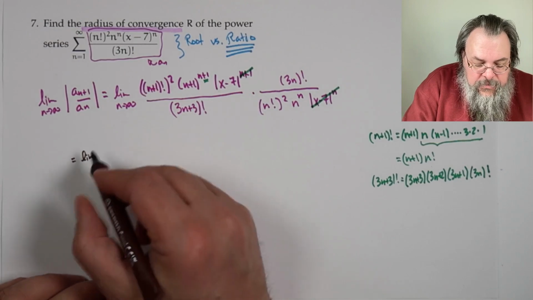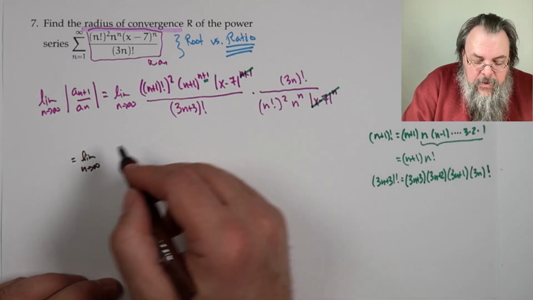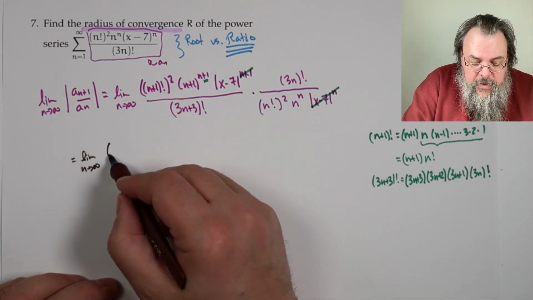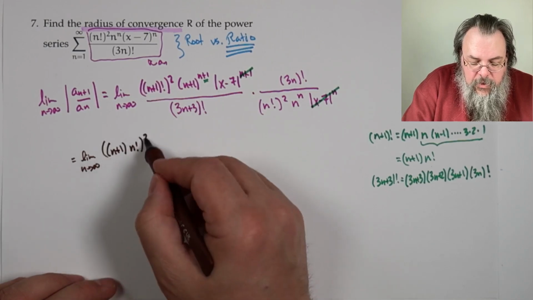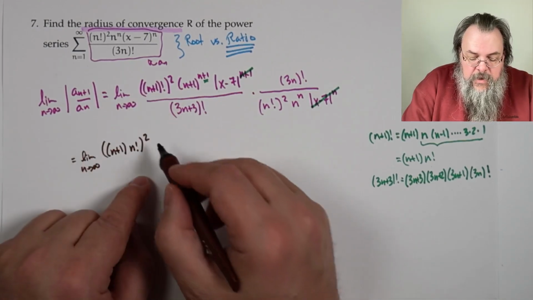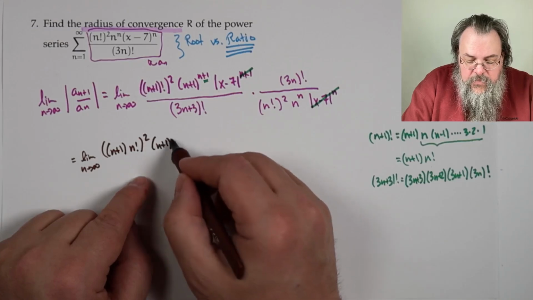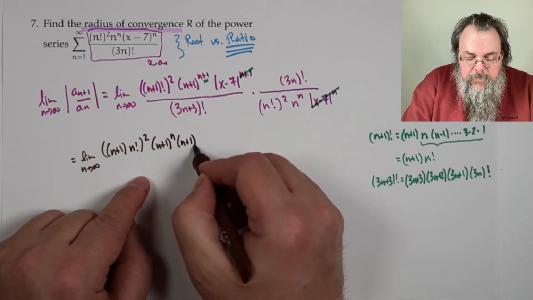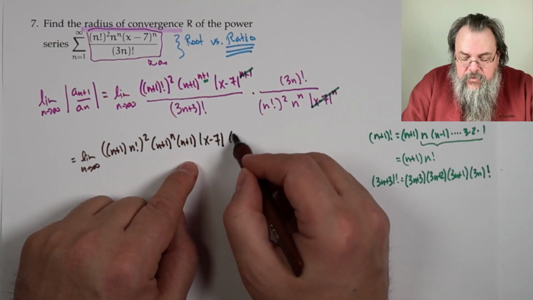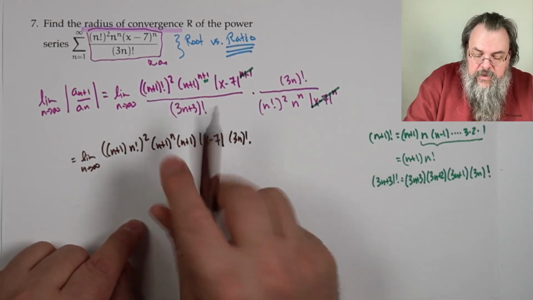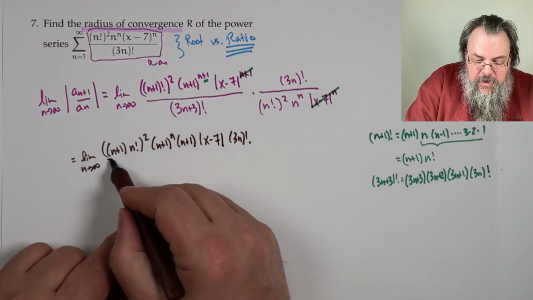As n goes to infinity, we have an (n plus 1) times (n factorial) squared. Okay, so that's there. (n plus 1) to the n times (n plus 1), an absolute value of x minus 7, and a (3n) factorial. Okay, that's upstairs.